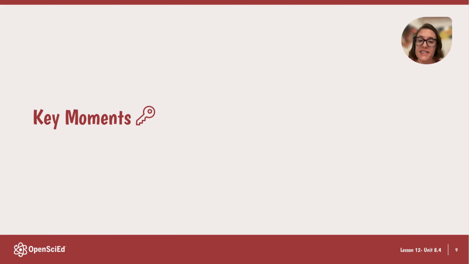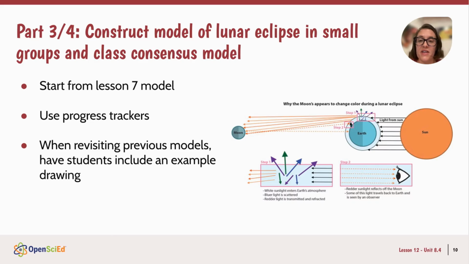Some key moments in Lesson 12. So for parts 3 and 4, students are constructing a model of a lunar eclipse in small groups, and then we come together as a class. You're going to start looking at all of the models that you've made, starting with Lesson 7. I highly recommend leaning heavily on progress trackers and all of those different models that you've made.